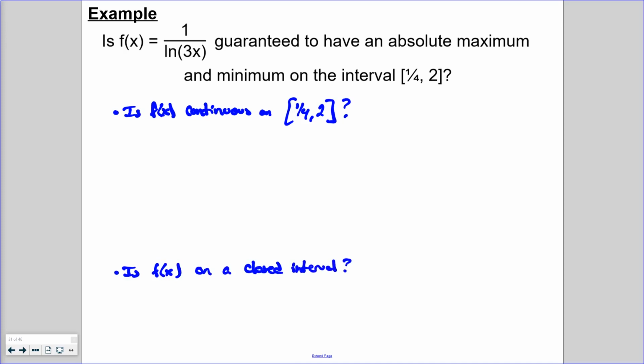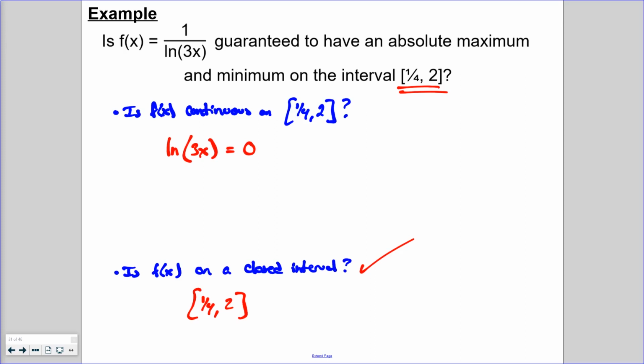And while the second condition is the easiest one, we can see that our function is on the closed interval from 1/4 to 2, so that condition is met. All right, let's go back up to the first one, asking if f of x is continuous on that interval. So we can see our function here is a fraction. We know fractions are not continuous when the denominator equals 0, so we'll just take natural log of 3x, set it equal to 0.